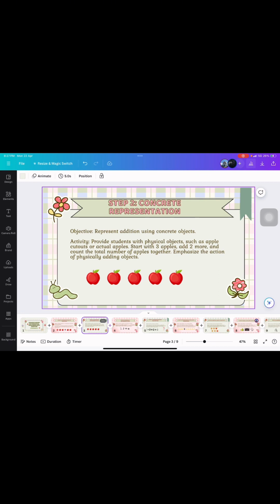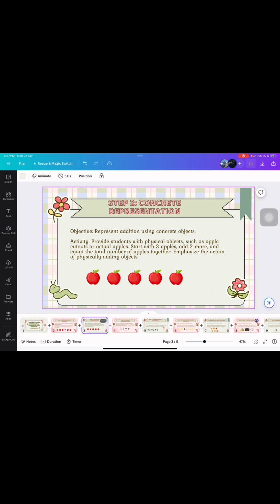Imagine we are in a classroom with a basket of apple cutouts or actual apples. We can start by showing the students 3 apple cutouts or handing them 3 actual apples. Now let's say these apples represent the 3 apples we start with. Let's count them together. 1, 2, 3. We place the 3 apples in a visible spot, such as on the table or on the board. Now let's imagine we are at the store and we decide to buy 2 more apples. What do we think will happen when we add these 2 apples to the ones we already have?